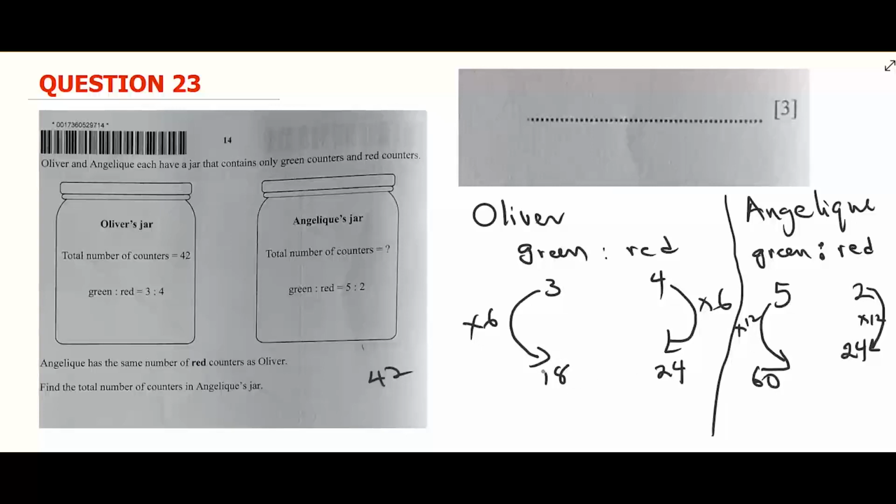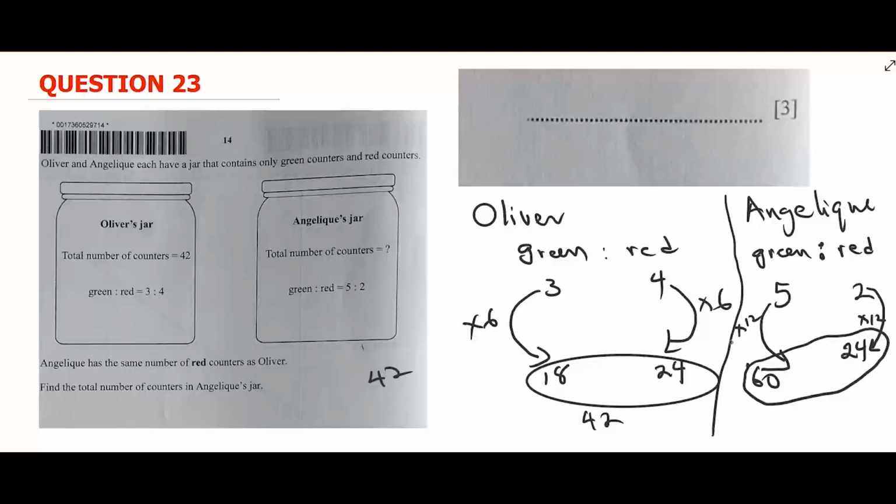Okay, you can see that for Oliver, if you add 18 to 24, that must give you 42. That's the total number of counters. So for Angelic, you must add 24 to 60. That will give you 24 and 60 together. So that will give you the total number of counters for Angelic.